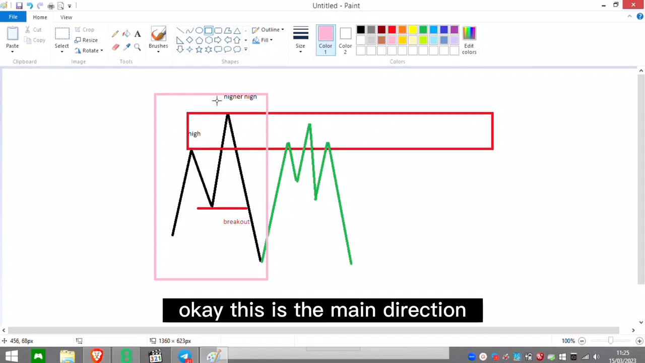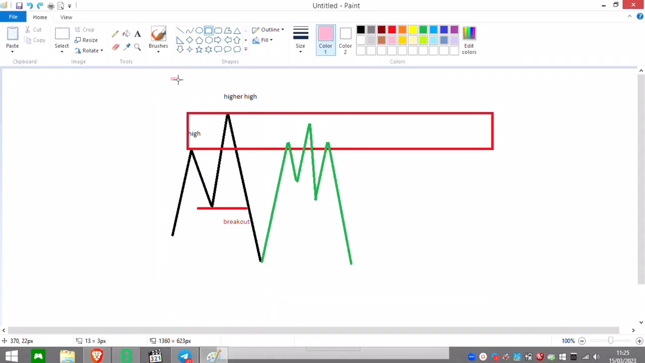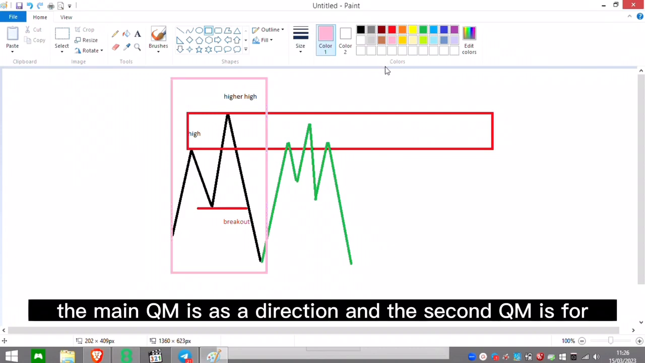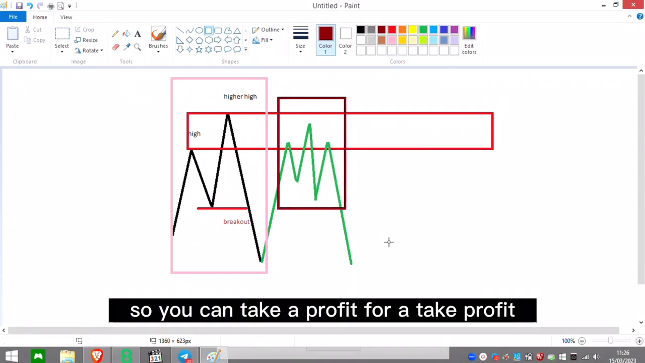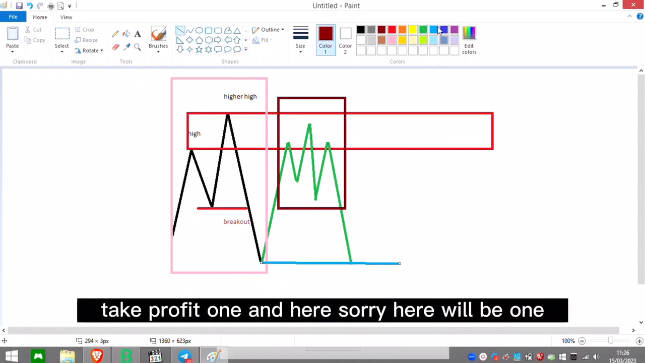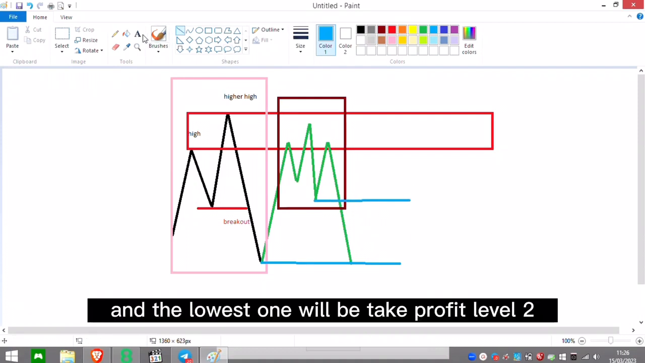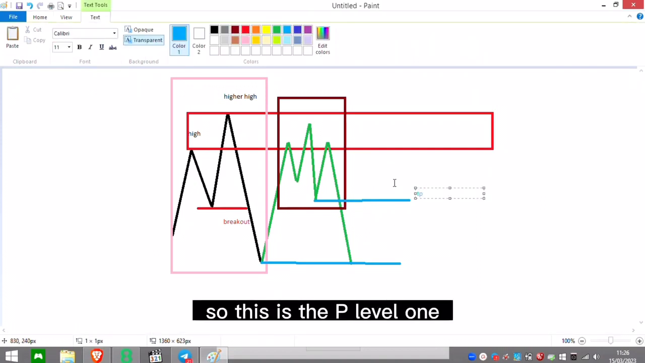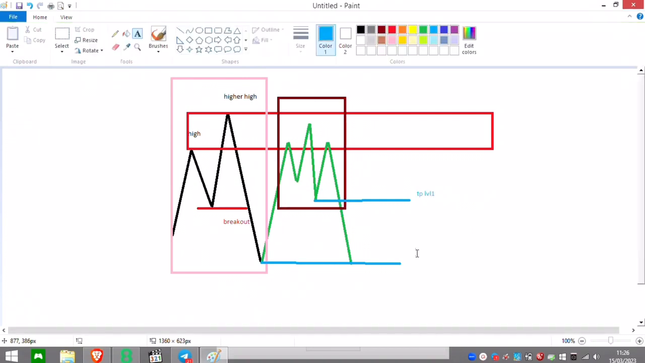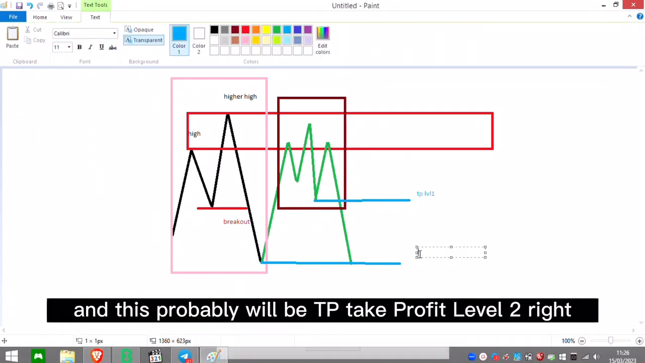Okay, the main QM is the direction, and the second QM is for the entry point. So you can take a profit. For the take profit, you can take it here, take profit 1, and here will be 1, and the lowest one will be take profit level 2.